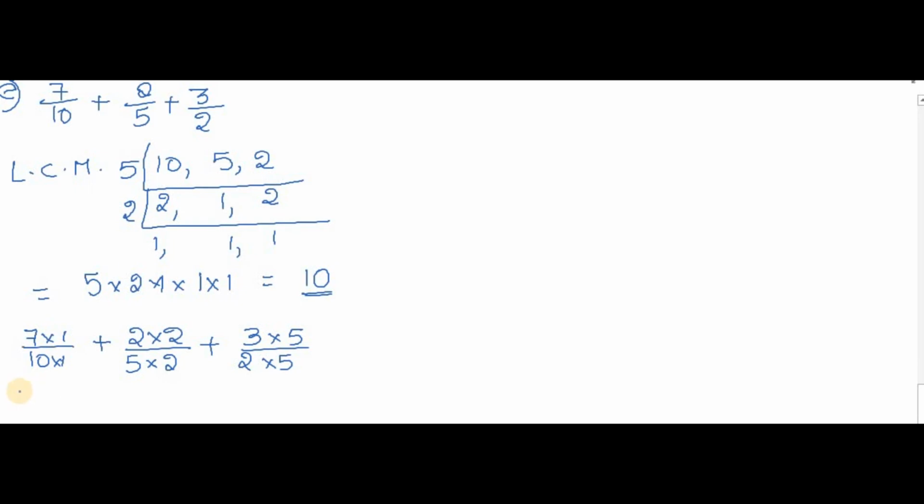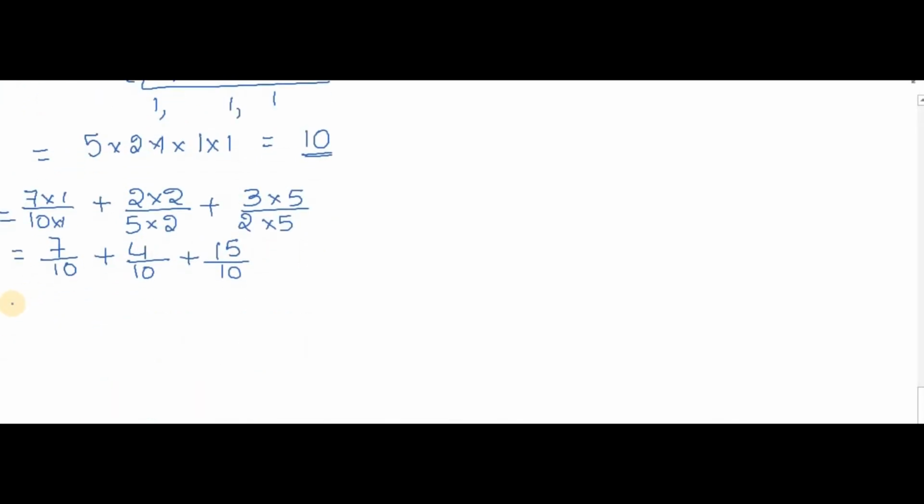7 by 10 plus 2 by 5 plus 3 by 2. Now multiply all the numerators and denominators. 7 1s are 7, 10 1s are 10. 2 2s are 4, 5 2s are 10. 3 5s are 15, 2 5s are 10. Now we are going to add all the numerators. 7 plus 4 plus 15 by 10. 7 plus 4 is 11, 11 plus 15 is 26.